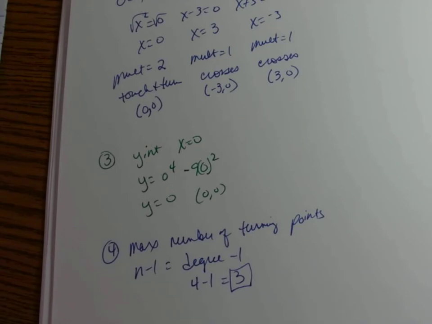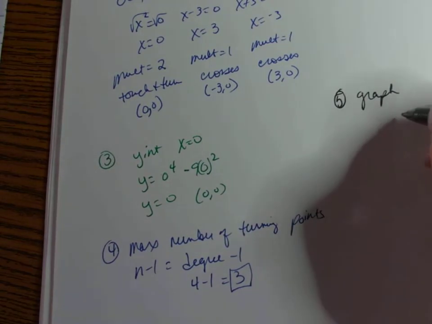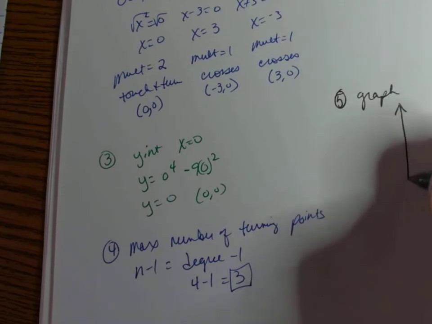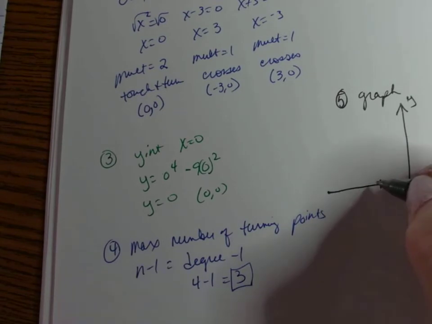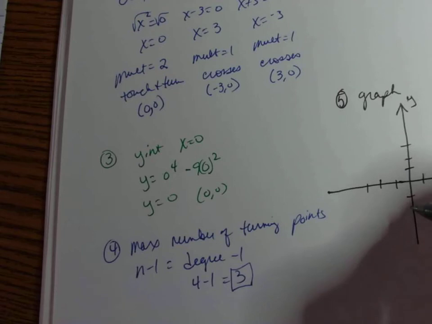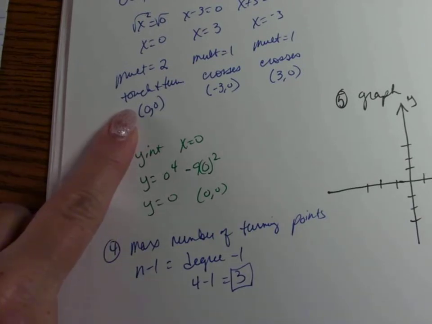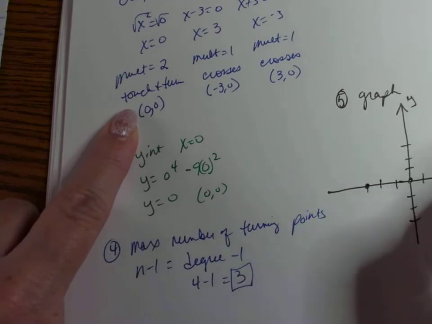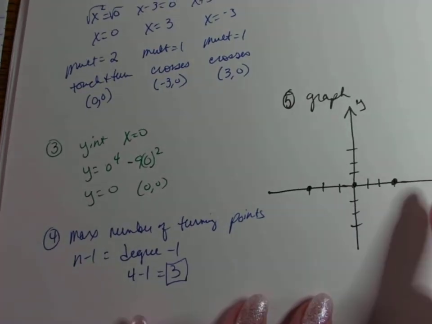All right, so let's graph our problem. We again don't have very big numbers, but we have small ones. We're going to plot our x-intercepts. We have (0, 0), (-3, 0), (3, 0). Our y-intercept was also (0, 0). So I've got our points plotted.